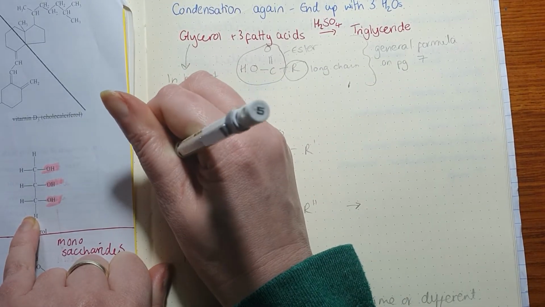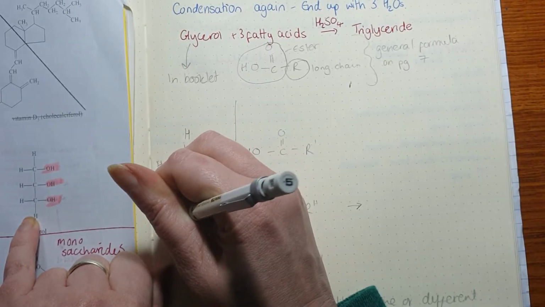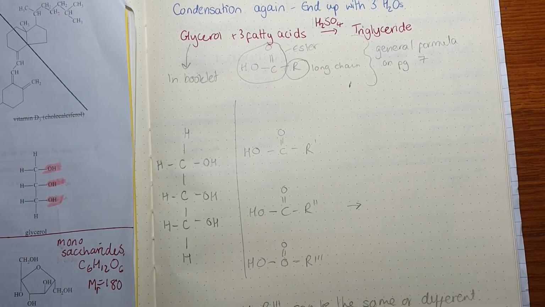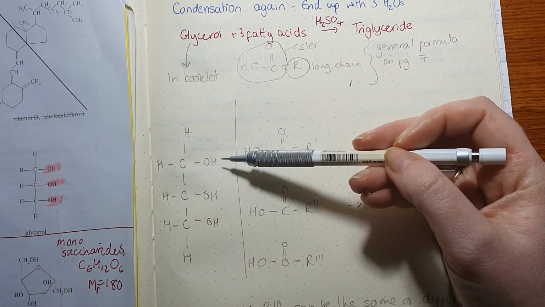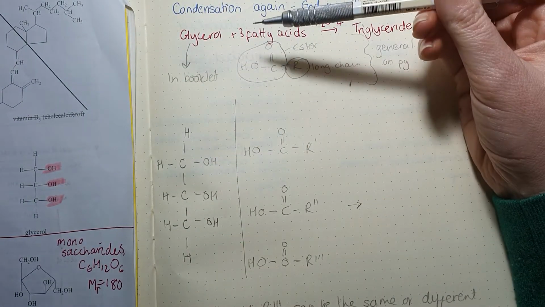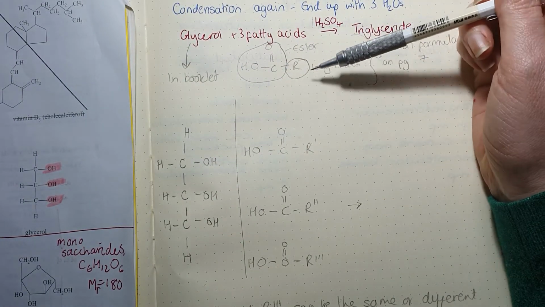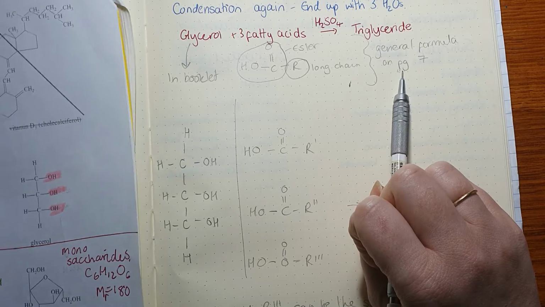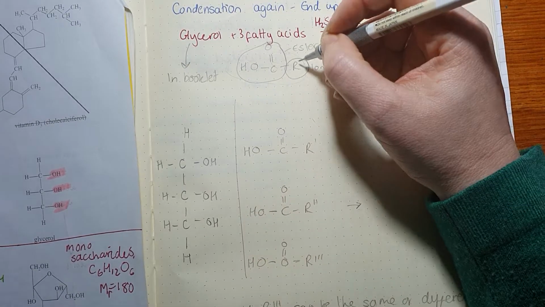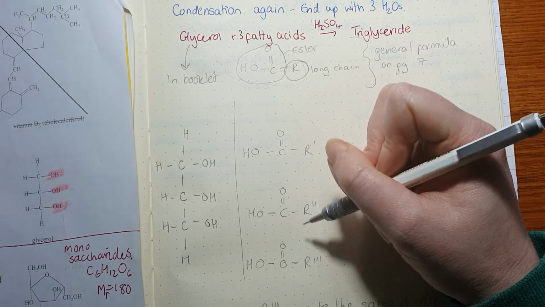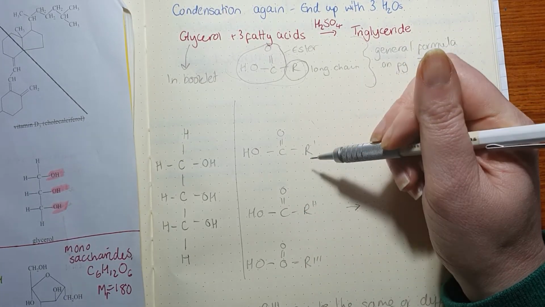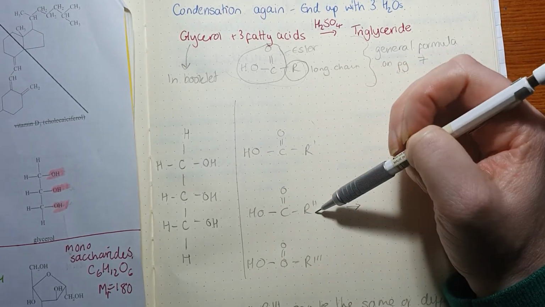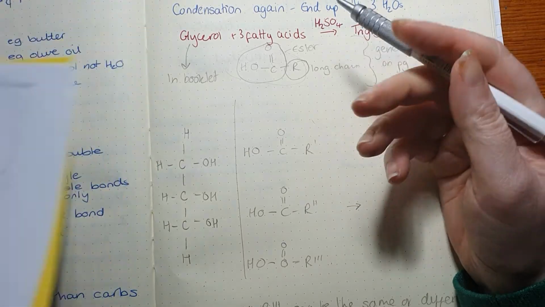So remember, it's condensation, so condensation means we're losing our water. So this is our glycerol here. Then we've got our fatty acids, which come from the book and have our general formula that we can see as this with an R. And then we've got 3 different of these fatty acids that can join in here. So they can be the same, they can be different. They're going to be the ones listed in the book.